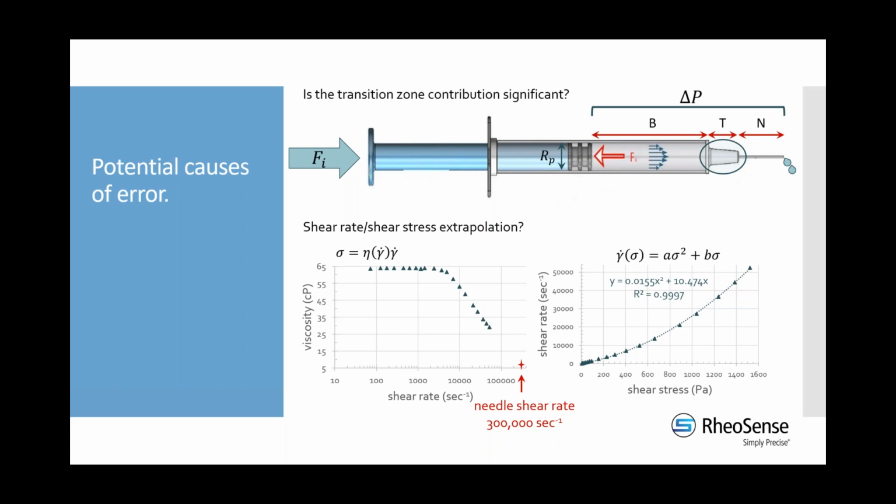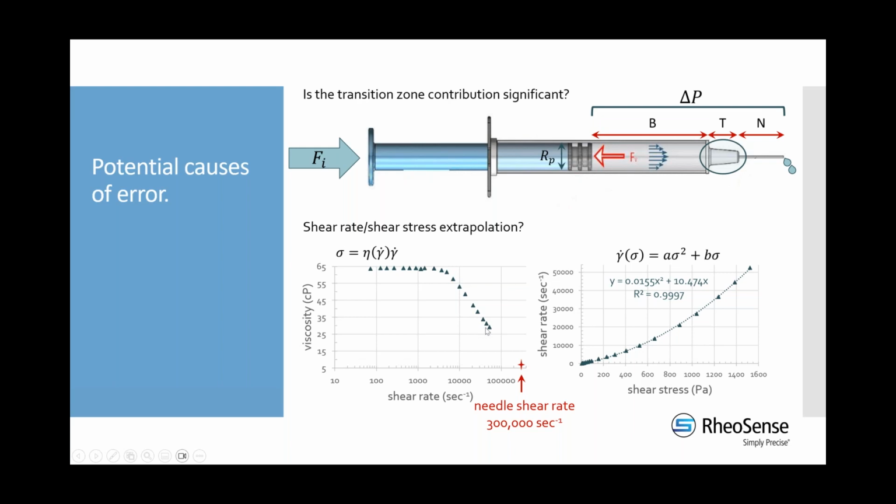So there may be different ways of exploring that and trying to figure out if it's important or not. The other reason that we may be under predicting there is that our data fitting is involving an extrapolation. So here's an example of one of the curves that we saw before that's part of all of that analysis. And we have the viscosity as a function of shear rate. And what we can see is if we actually calculate what the shear rate in the needle would be, it's going to be somewhere around 300,000.